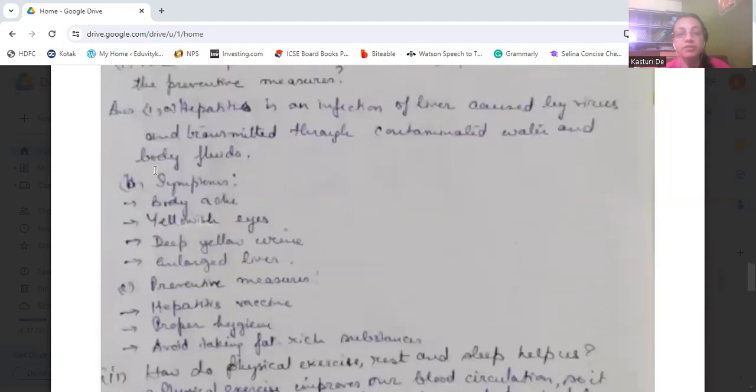So what are the symptoms? Body ache, yellowish eyes, deep yellow urine, enlarged liver. So a person who gets hepatitis has body aches, then yellowish eyes, urine becomes deep yellow, and the liver gets enlarged. So how do we prevent this hepatitis? By hepatitis vaccine, proper hygiene, and avoiding fat-rich foods.